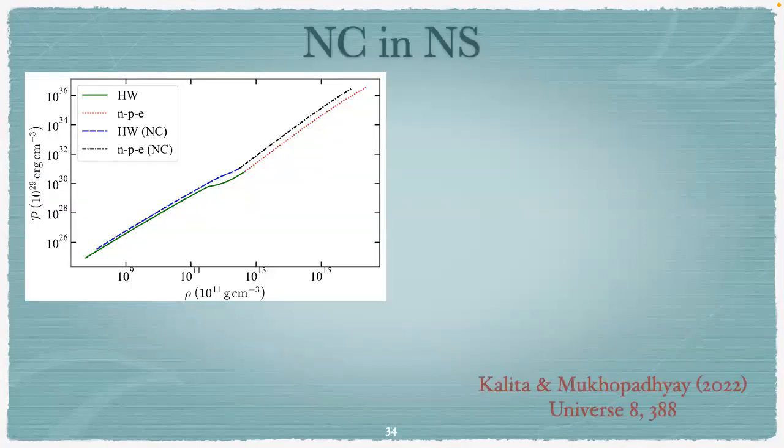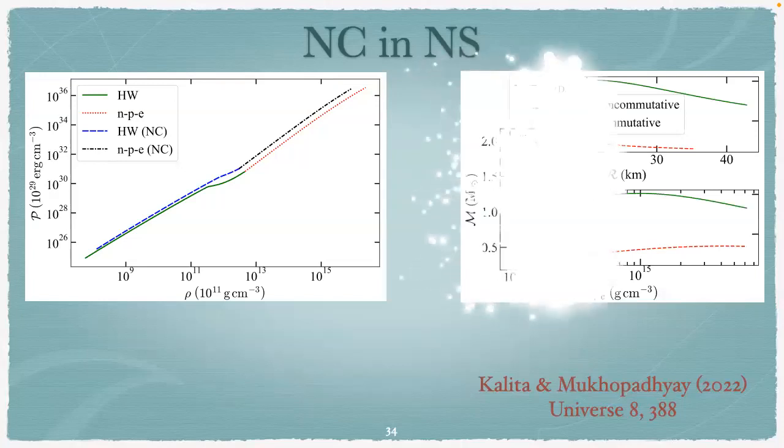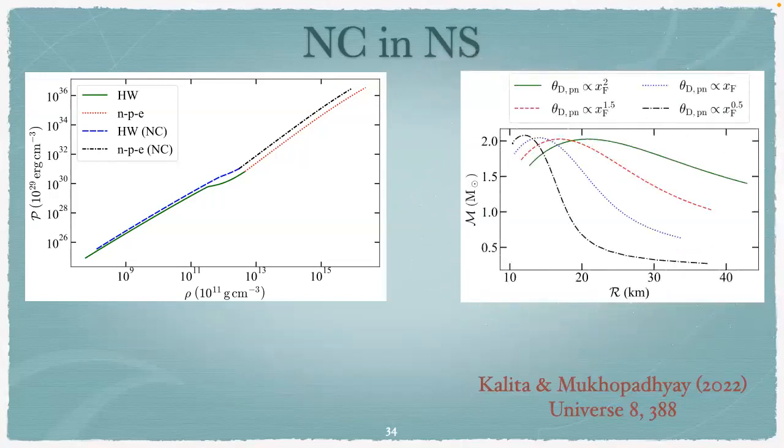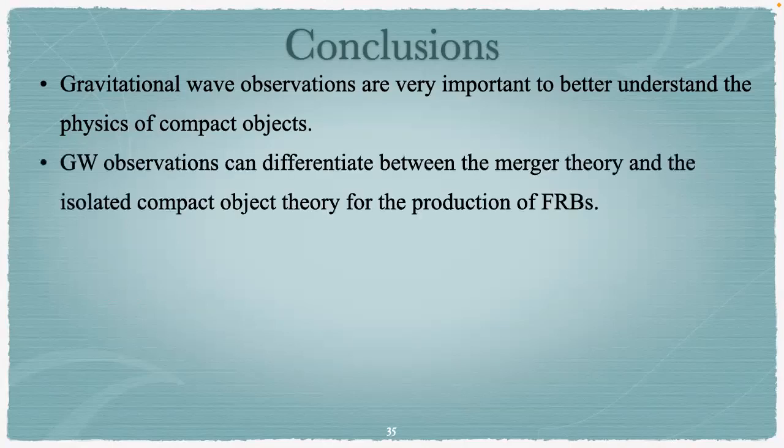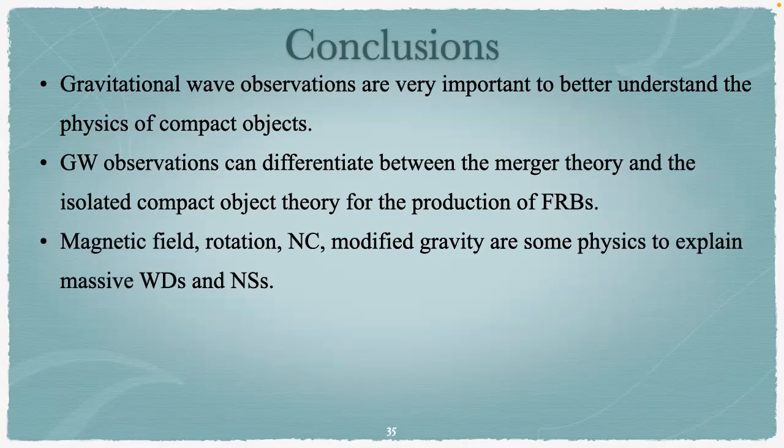Similarly, we have also calculated for neutron stars, and you can obtain different mass radius curves in neutron star physics. This is my last slide, to show the conclusion: gravitational wave observations are very important, as I showed in my first part, to understand the physics of compact objects. And gravitational wave observations can differentiate between the merger theory and the isolated compact object theory for the production of fast radio bursts.